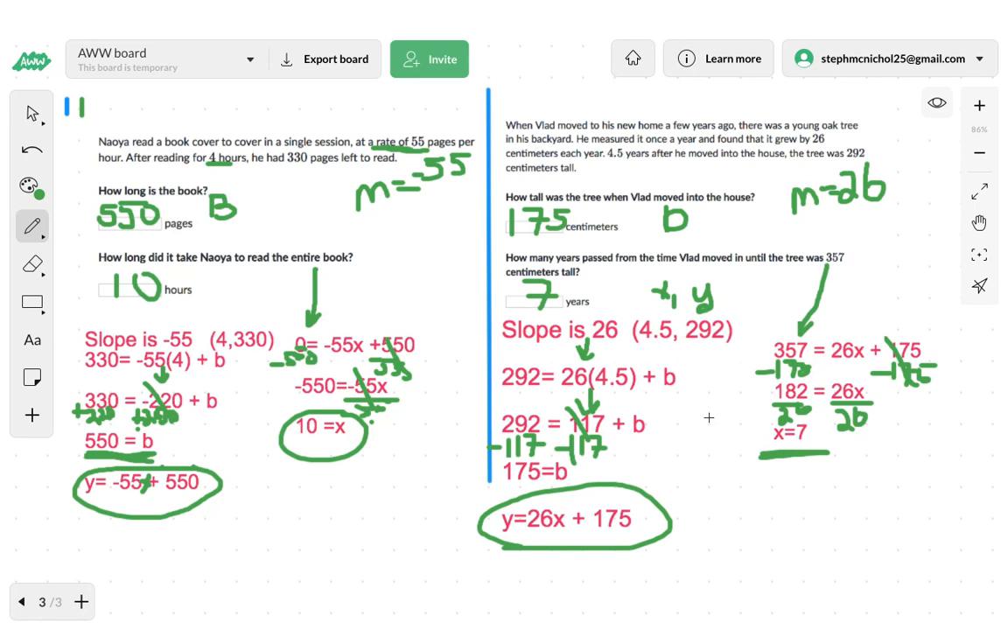Okay, so for the remaining 2 questions, that might be tough. Try to find your slope, try to find the 2 points, and see if you can come up with the equation. It'll be a little bit easier to work with once you have the equation.